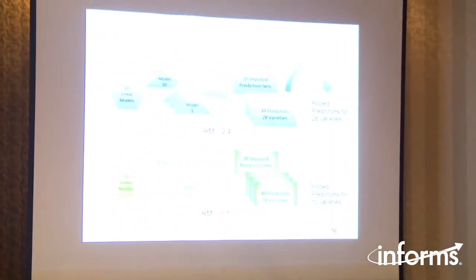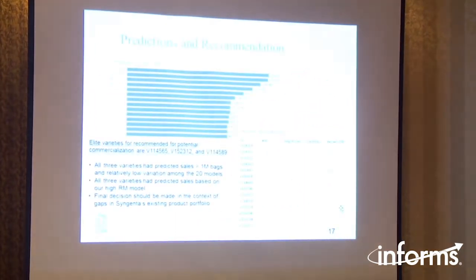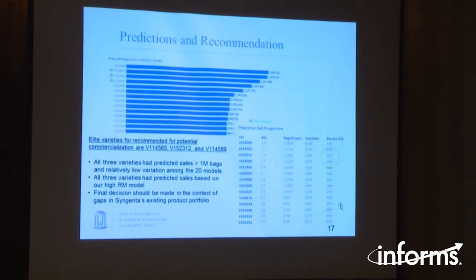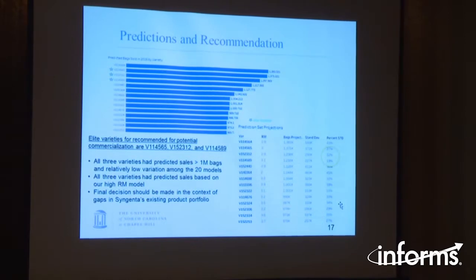Okay, so Anish talked to you about the fact that we built 20 models for the low relative maturity and 20 models for the high relative maturity. What we did was we took this and made 20 predictions for each variety. We pooled these predictions, taking the mean and the standard deviation across all the 20 imputed data sets for the high relative maturity and for the low relative maturity. And to net it out, what we would like to recommend are 3 varieties for commercialization.